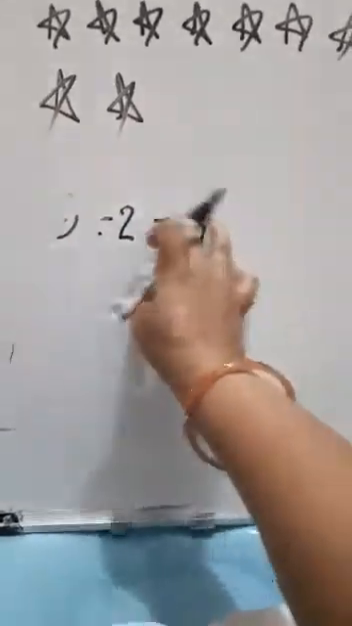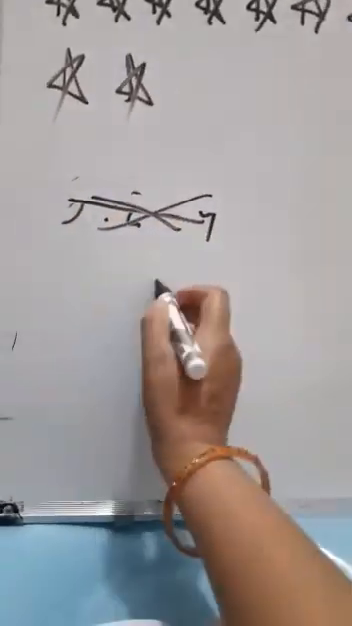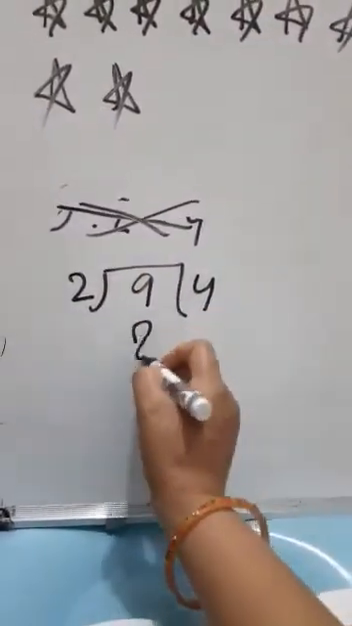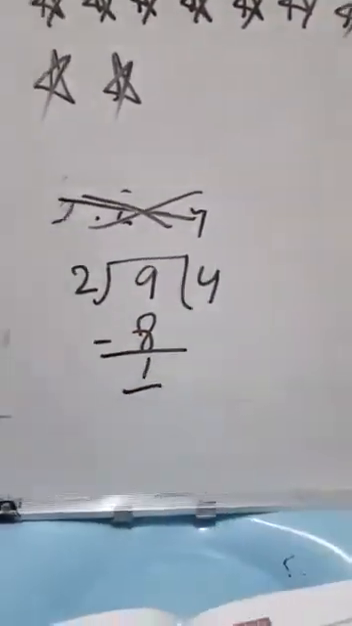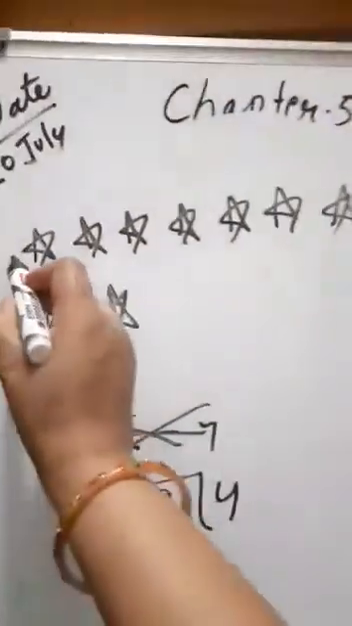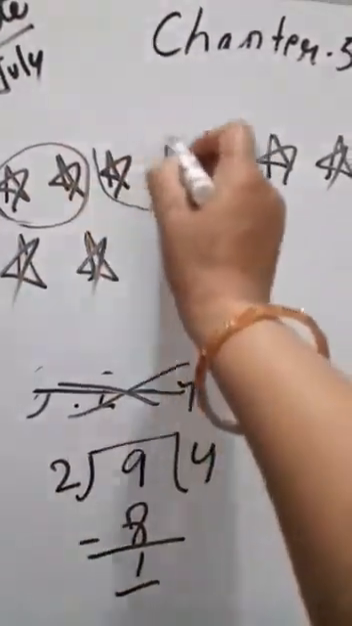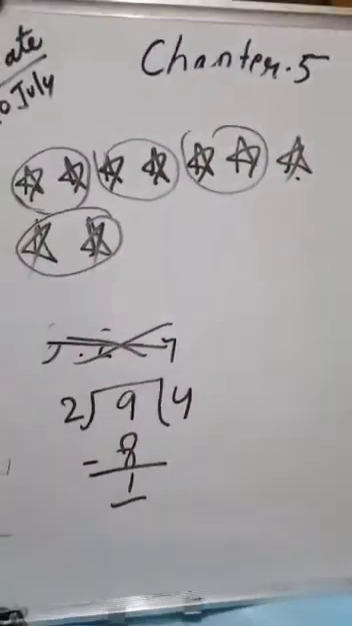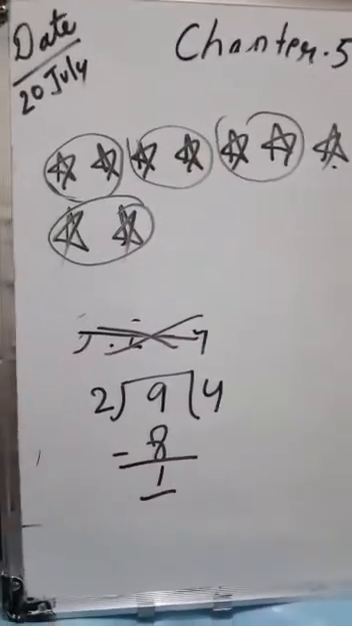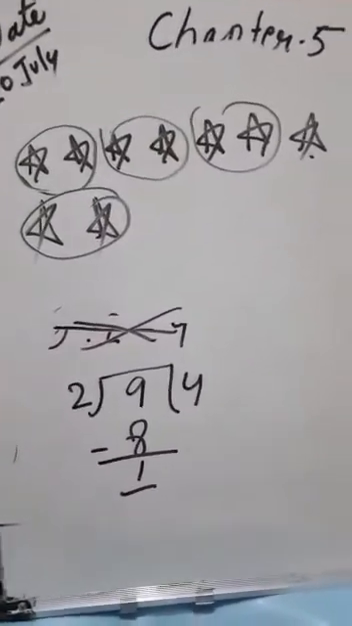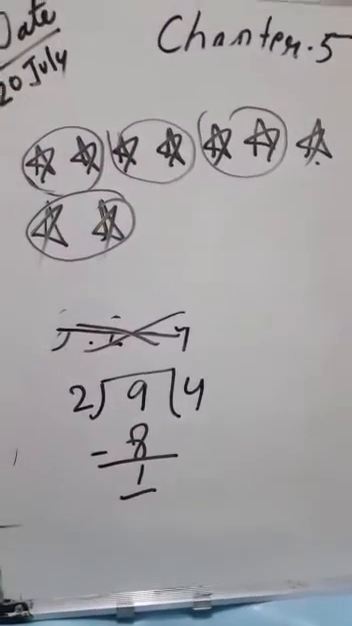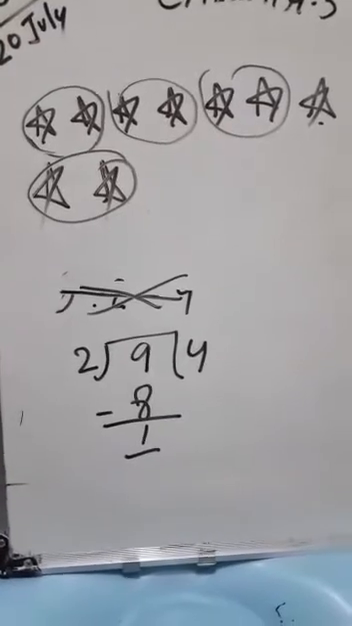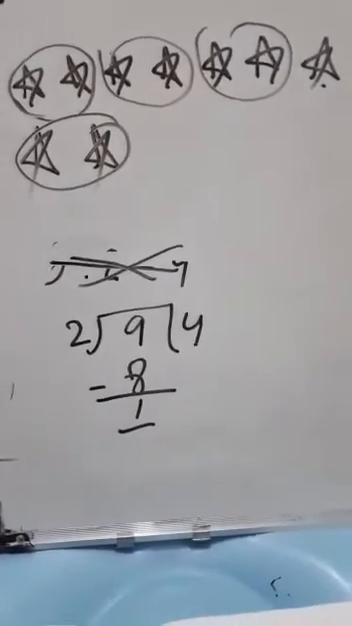That means we have 4 groups, but these are a total of 9 stars. So we have to divide 9 by 2. 2 fours are 8 and the remainder is 1. Here you can see when we are making the groups of 2, 1, 2, 3 and 4, this 1 star is remaining over here. So there are a total of 4 groups of 2 stars each and 1 is alone. 1 is the remainder in this question. Similarly, in this exercise 5.1 also we have to do the same.